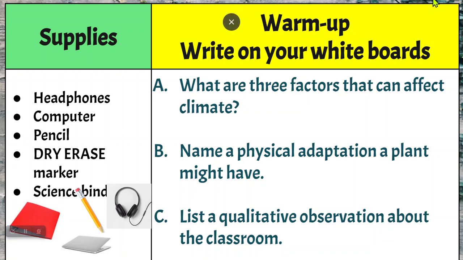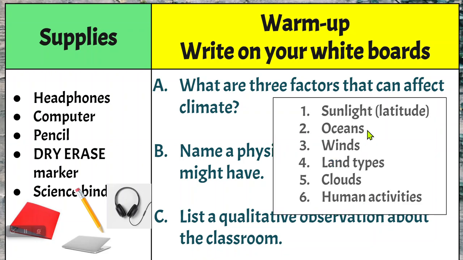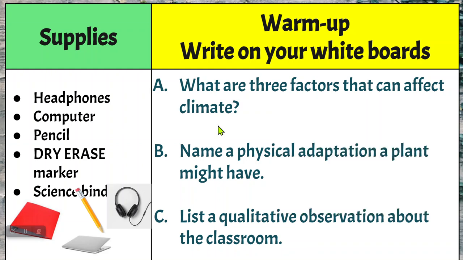And on the whiteboards in the classroom, I'm asking everybody to write the answers to or respond to these three prompts. So for part A, it says, what are 3 factors that can affect climate? You can pause the video and think about your answer and then turn the video back on to see if you're correct. So we talked about 6 factors. We talked about sunlight, oceans, winds, land types, clouds, and human activities. Those are all things that can affect climate.